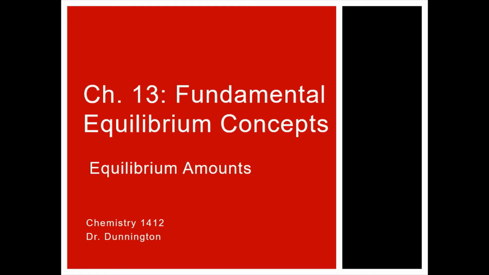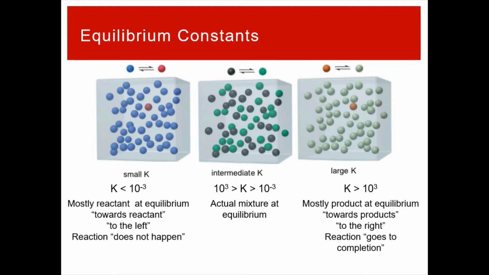Now we want to talk about actually computing the amounts of reactants and products at equilibrium. So we've talked a lot about this idea of the value of the equilibrium constant and this characterization of the equilibrium via the equilibrium constant. That value, that number, really is going to describe the amounts of reactants and products at equilibrium.